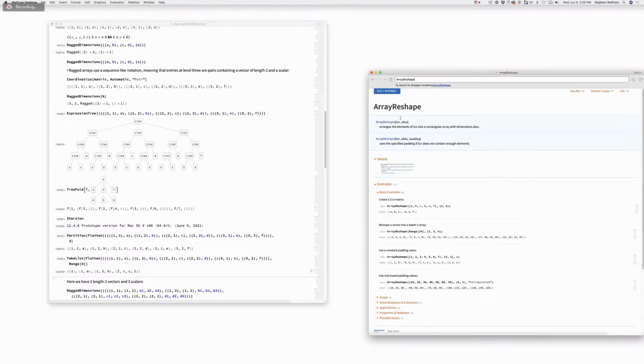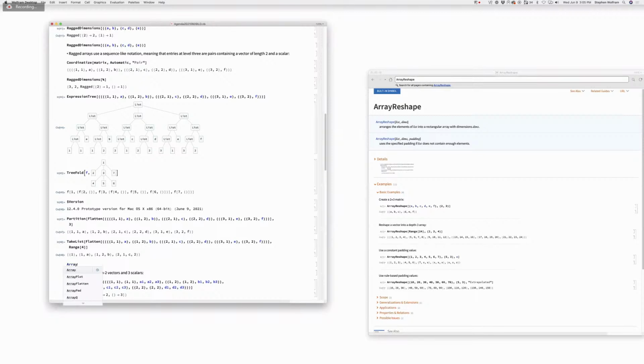I see. So ArrayReshape is assuming regular dimensions, as opposed to allowing ragged dimensions. Yeah, and one of the points Jose makes is that if we start to consider these as dimension type things, then ArrayReshape could just take that sort of specification and it would work. Absolutely. There are examples in the next section. Okay.